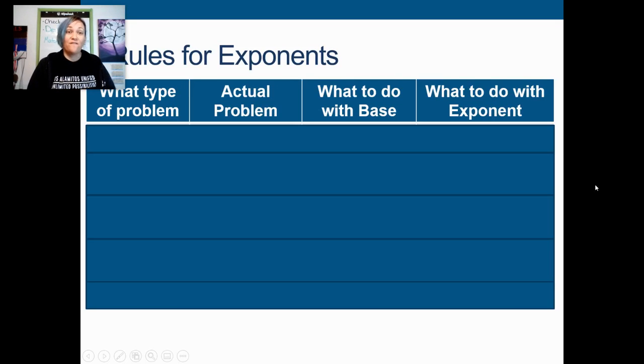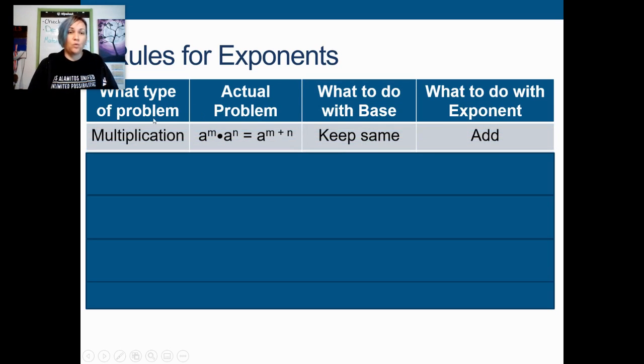All right, so we have 4 columns here. So we have what type of problem it is. So that's going to be a word explaining like it looks like it's multiplying or dividing or something like that. Actual problem will be what it looks like. What to do with the base is what to do with the large sized number, right? It's actually normal size, but comparatively speaking, it's the bigger one. And then what to do with the exponent is what to do with the little number, okay?